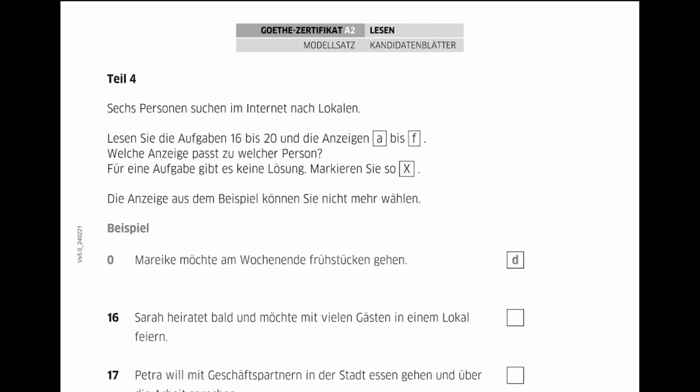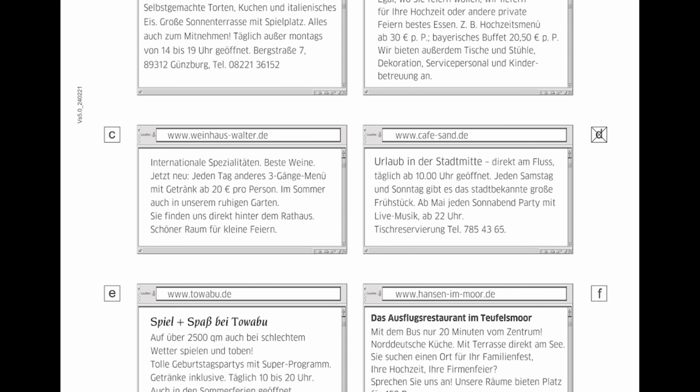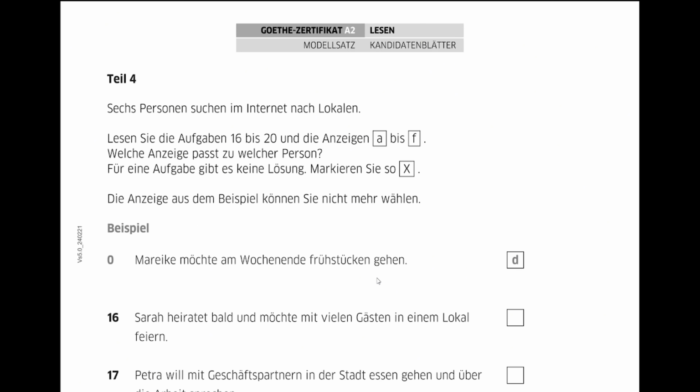Lokalen are shops. And over here, you have to take a look at the advertisements, which are the Anzeigen, A bis F. So you will find these on the next page. So these are the different advertisements, A, B, C, D, E, and F. And for each question, you have to select the correct one. However, there is another very important point over here, and that is, für eine Aufgabe gibt es keine Lösung. For one of these questions, you will not find any suitable advertisement. And for that question, markieren Sie so X. So for this question, you have to mark it with an X. So this is very important for you to know.